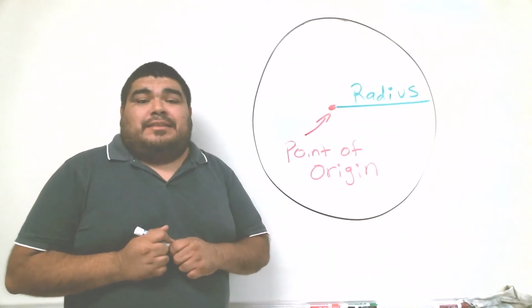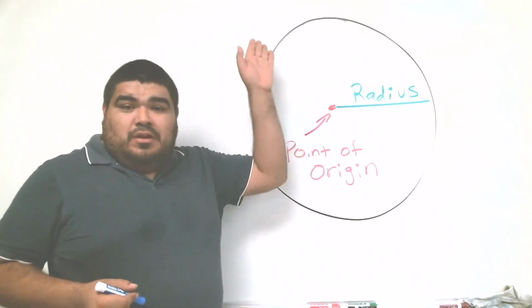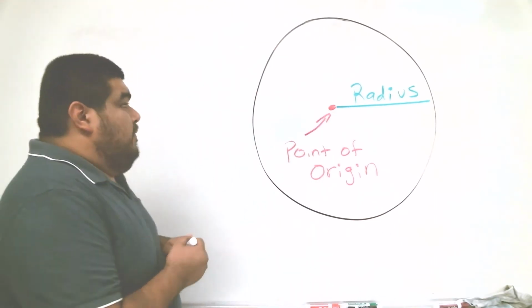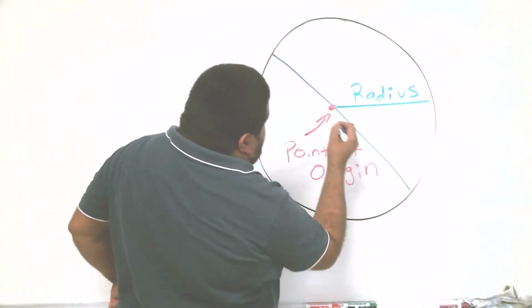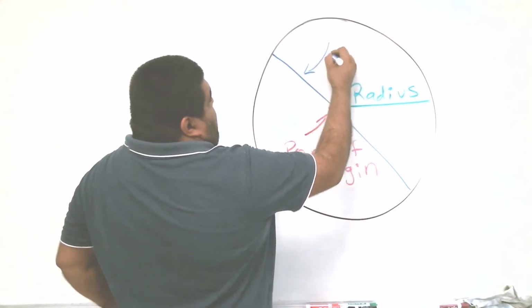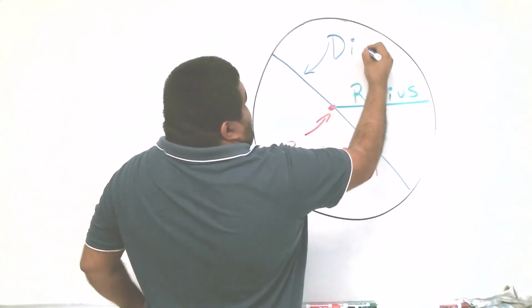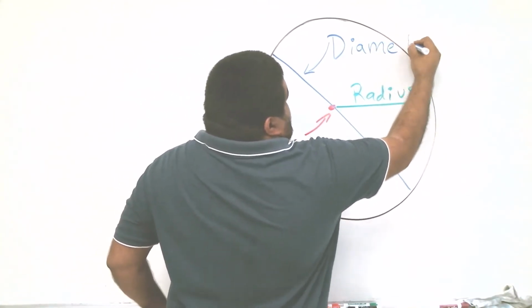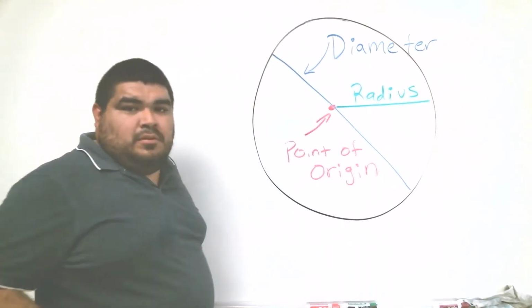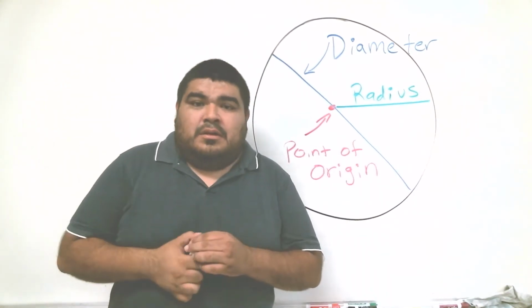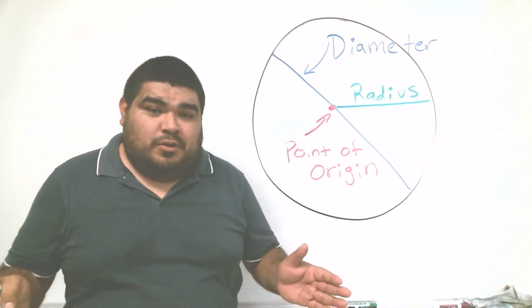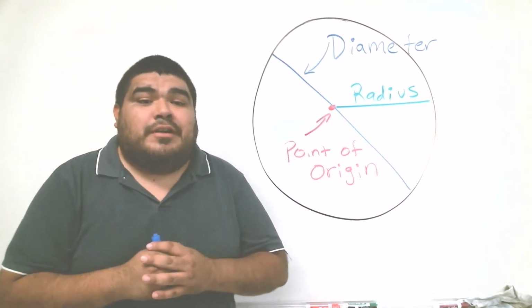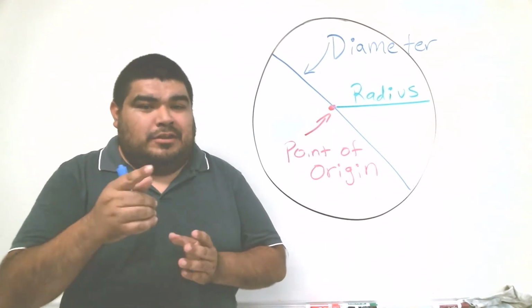When there's a line that goes from one corner of the circle to the other corner of the circle, it's called a diameter. All right? So, now that you know all the very basics of a circle, we can actually start on today's concept, okay? So let's start.